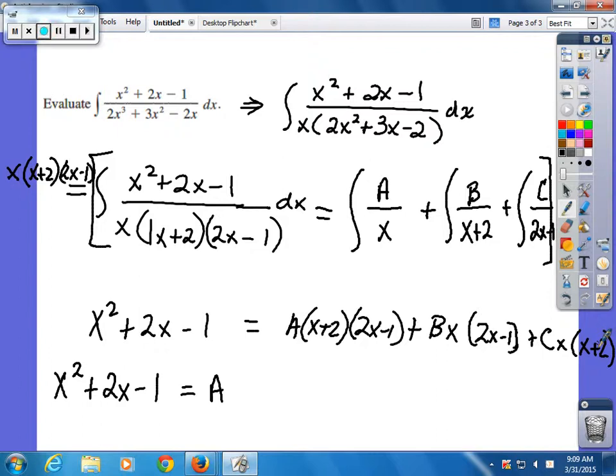2x, no. Go ahead and do the algebra here if you want to. You don't have to do the algebra here. There's two ways you can go here to solve it, to finish it out.